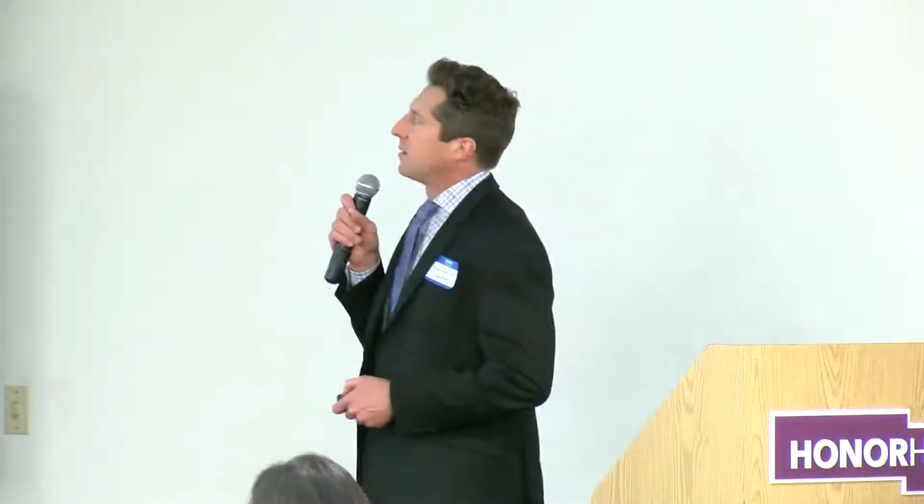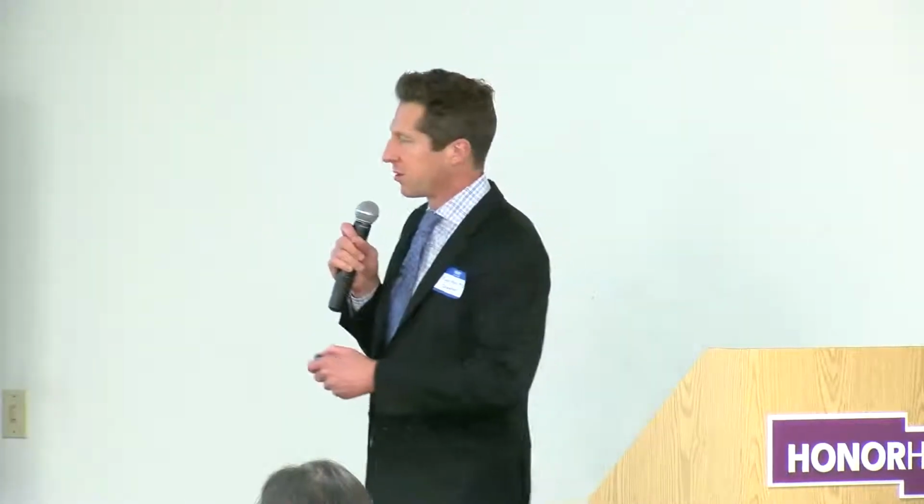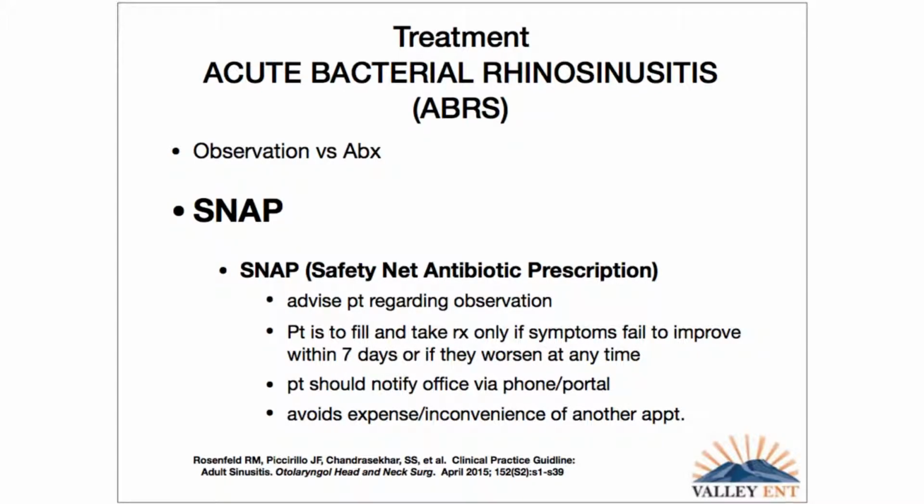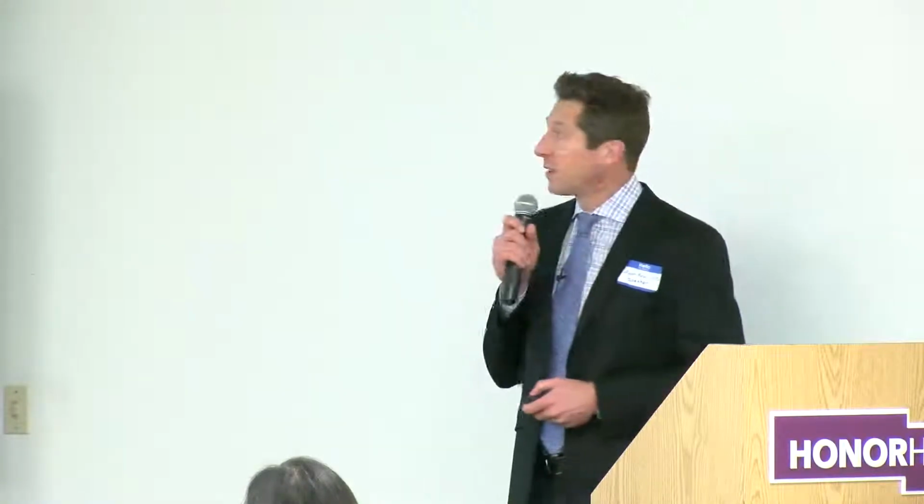So here's one thing that can kind of calm the patient down. You tell them, look, I think you have acute bacterial sinusitis. Research shows that it could get better without antibiotics. And you can give them what's called a SNAP, a safety net antibiotic prescription. So you write the prescription, or you send it through your EMR, and you tell the patient, look, I only want you to take it if you don't get better within 7 days. If you don't get better within 7 days, just tell them to notify your office, and that helps them avoid having to come back in or call the office. So SNAP, that's a reasonable option.